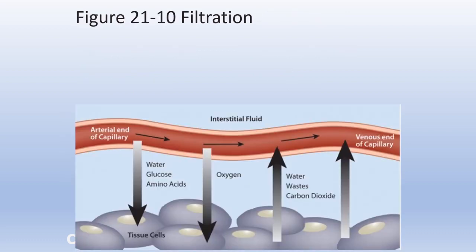I like this picture down here because it's got a capillary, but it's also got the tissue cells surrounding it, and then an open space between the capillary and the tissue cells, which would be the interstitial fluids. Filtration is shown over on the left side of this diagram because the arrows are showing that substances are moving from the capillary to the interstitial fluid and then into the intracellular fluid of the tissue cells.